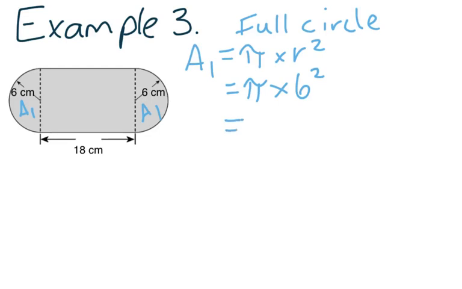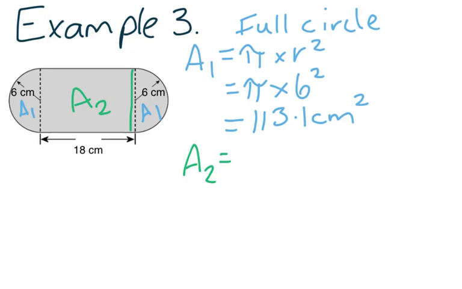And to one decimal place on your calculator, you should get 113.1 centimetres squared. Now we need to do area 2. Now area 2 is just this rectangle in the middle here. However, we do have to work out what this side, the width of the rectangle, is.